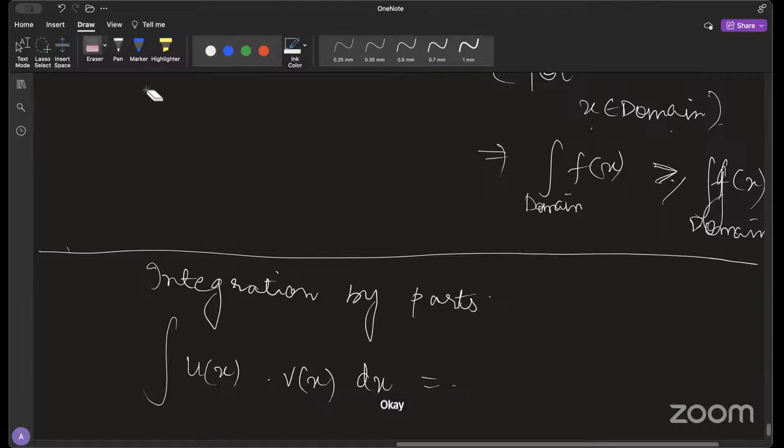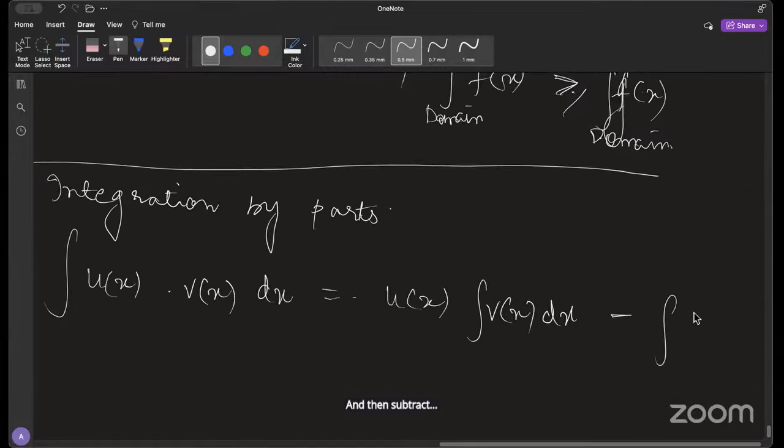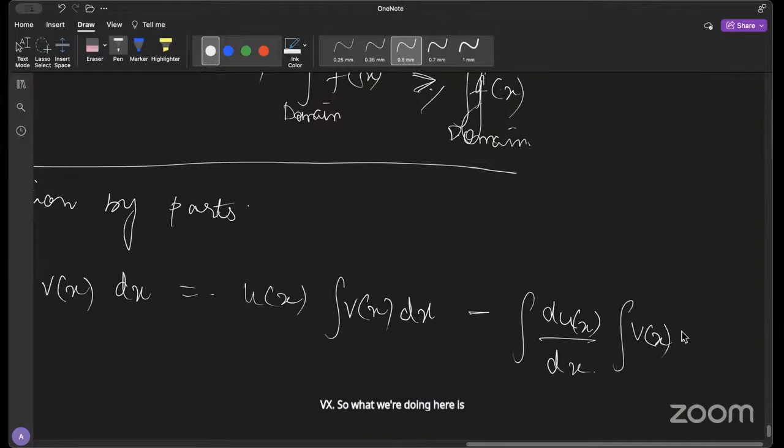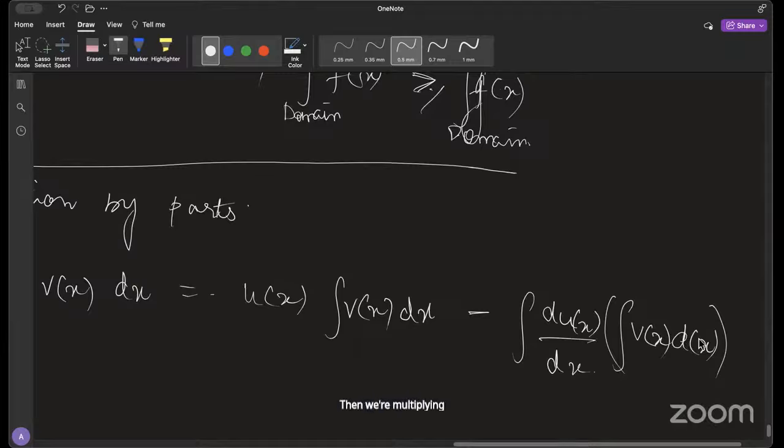ux taken as it is, integration of vx, and then subtract the integral of the derivative of ux and the integration of vx. So what we're doing in this term is, first we're taking the integral of vx, then we're multiplying this integral with the derivative of ux, and we're taking the integral of this entire thing again.